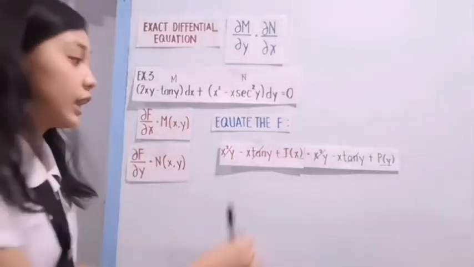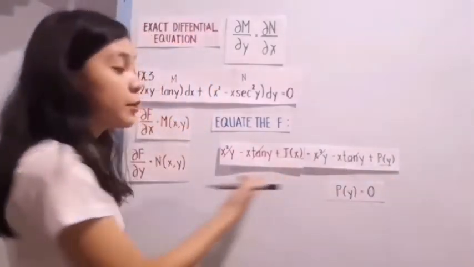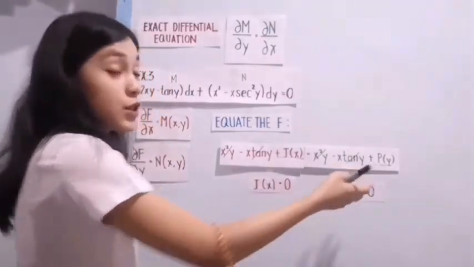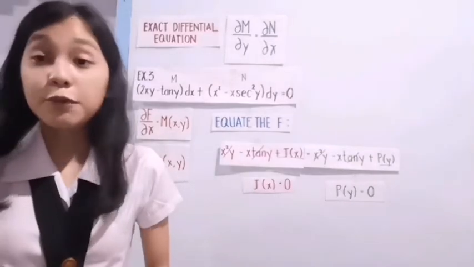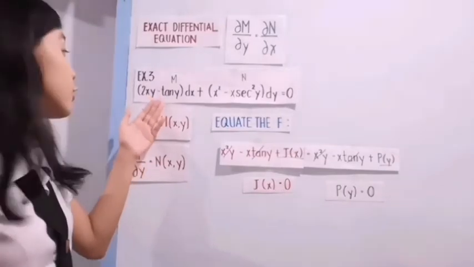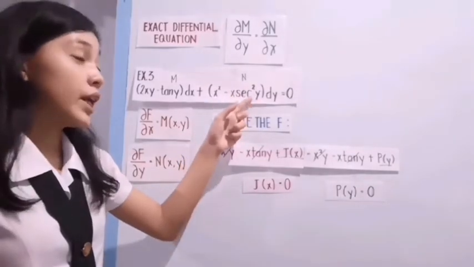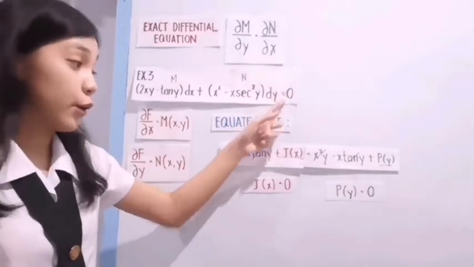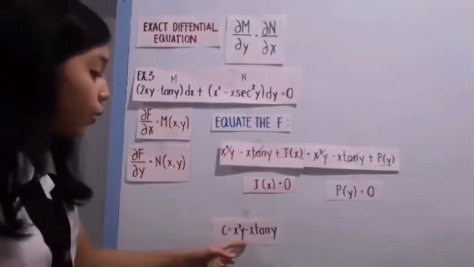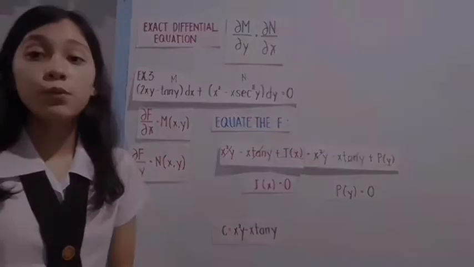So, yung py natin ay equal sa 0 dahil wala namang natira dun sa kabila ng equation, at ang jx natin ay 0 din dahil walang natira dun sa kabilang equation kasi na-cancel out natin. Therefore, our final answer or the exact differential equation of 2xy minus tangent y dx plus x squared minus x secant squared y dy is equals to 0 will be c is equals to x squared y minus x tangent y. This is the final answer. So now let's proceed with the other example.